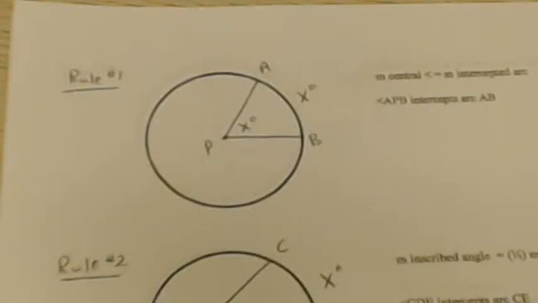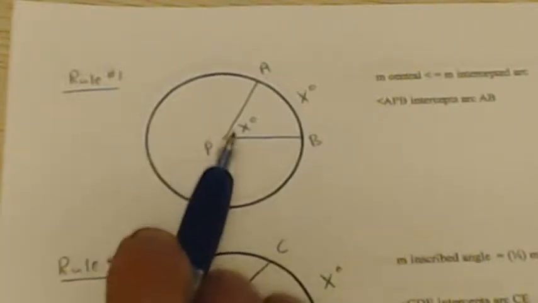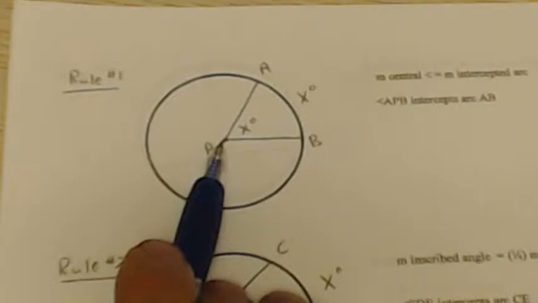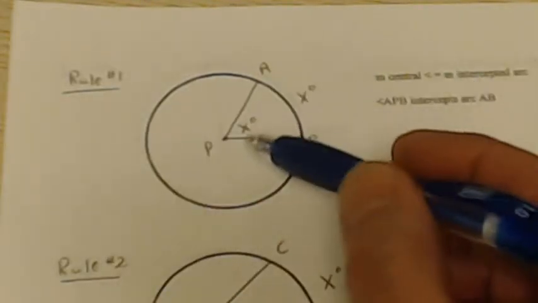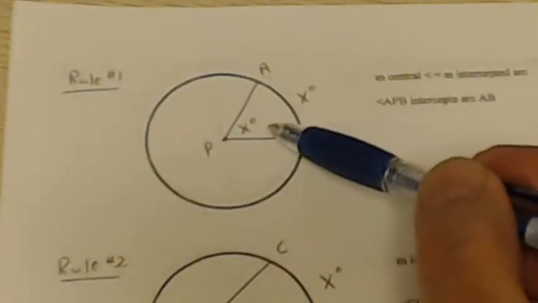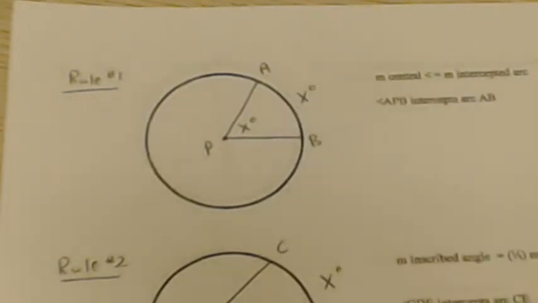Each rule about finding the angle's measure and how it relates to the arc depends upon where the vertex of the angle is. In rule number 1, the vertex of the angle is at the center of the circle. In that case, the angle and the arc have the same measure.